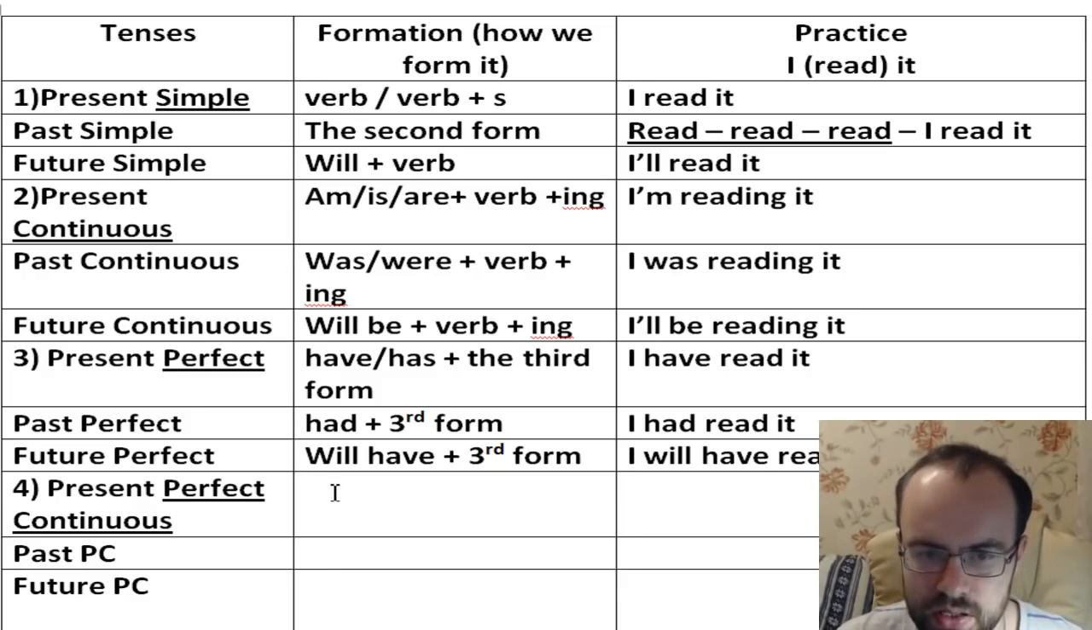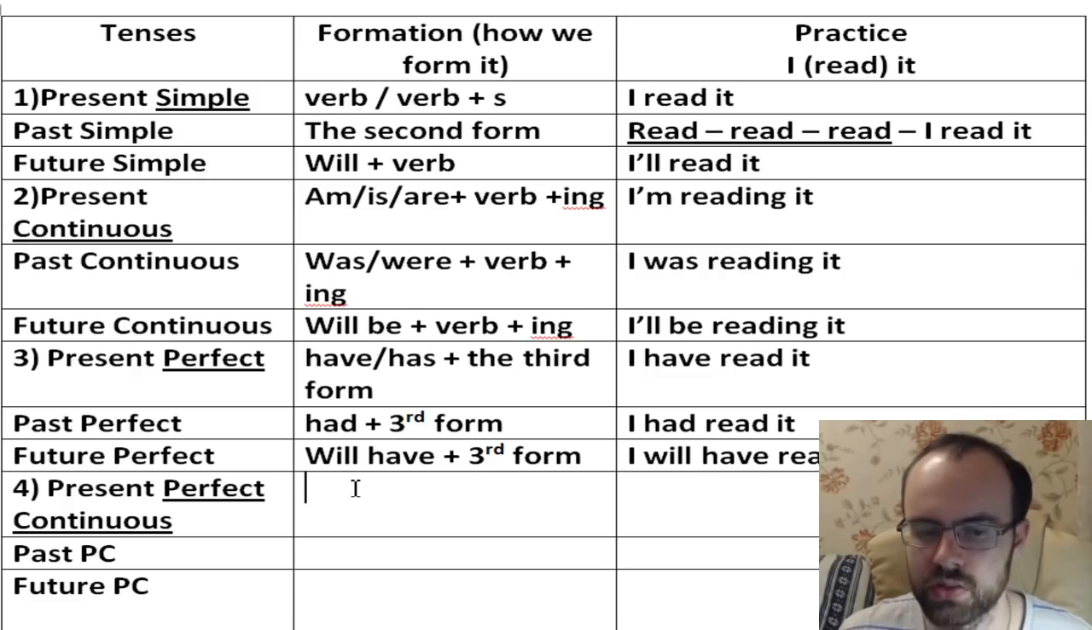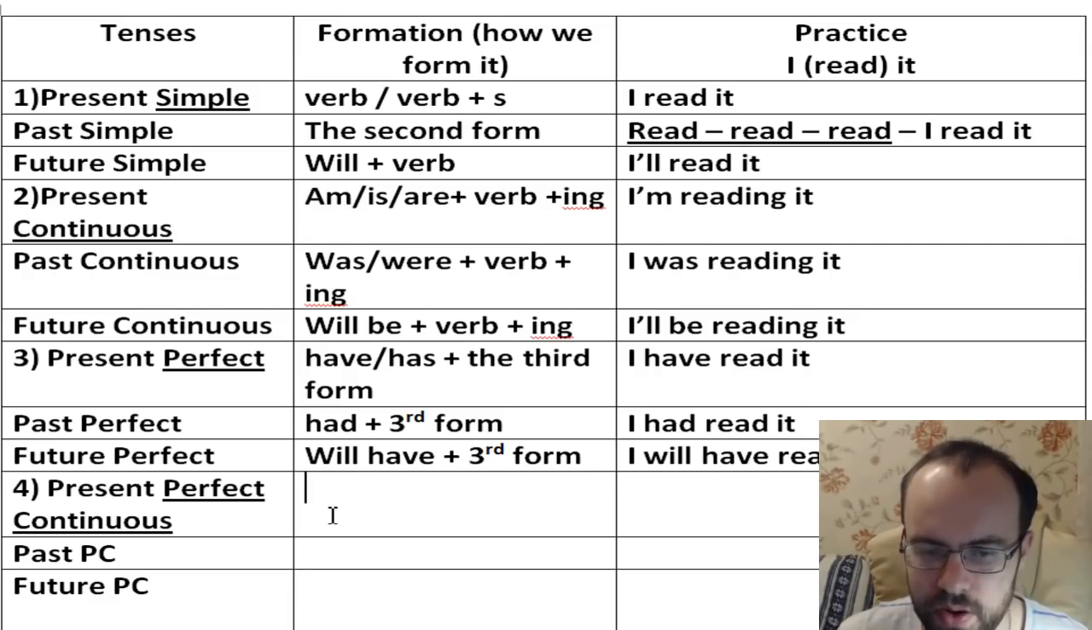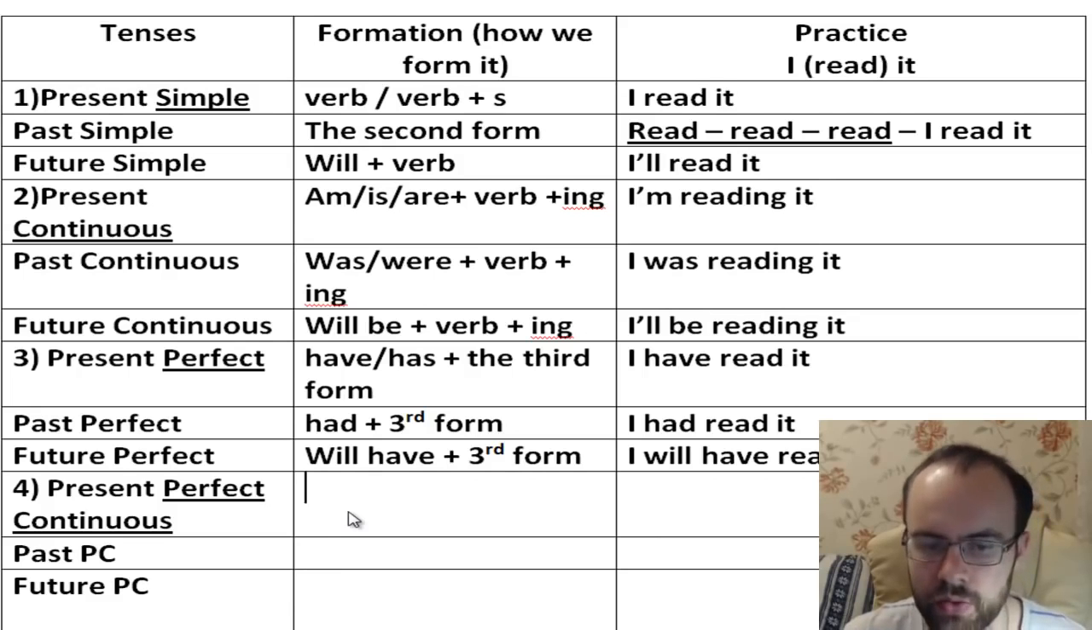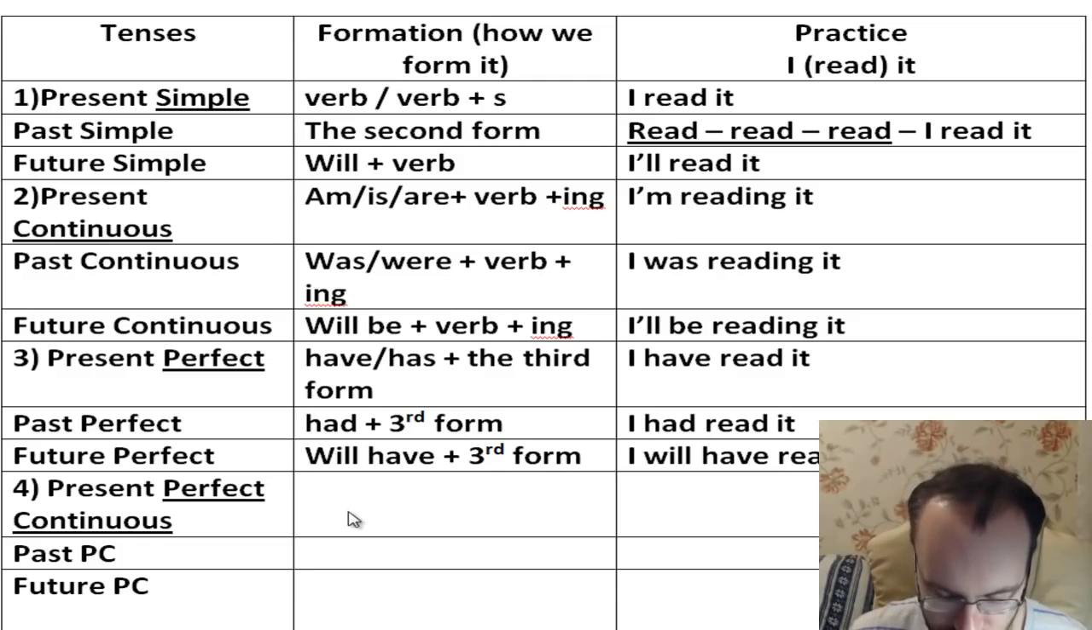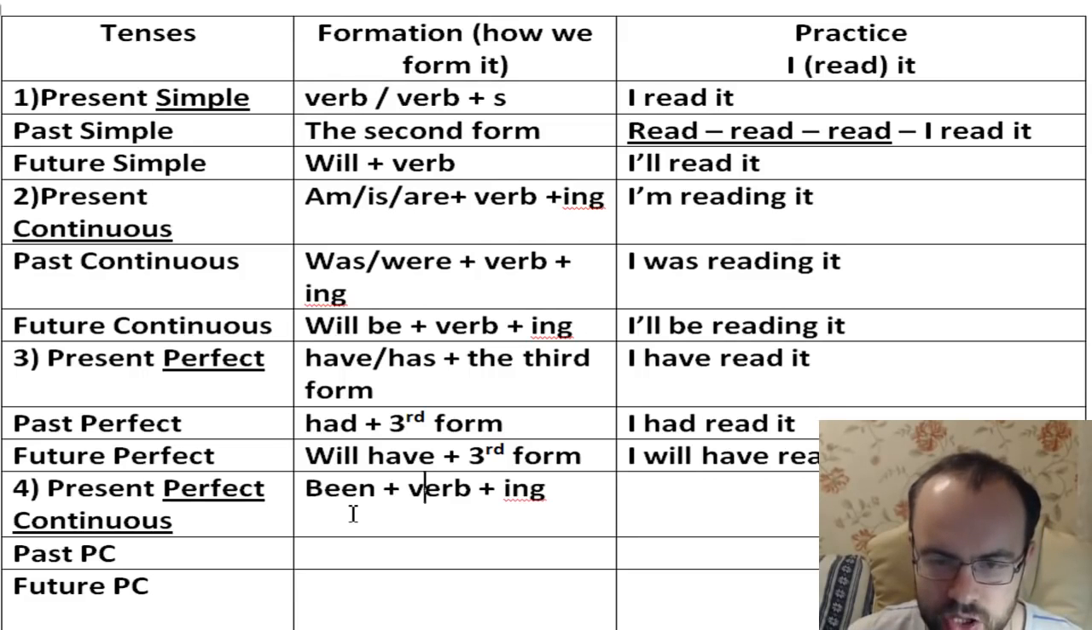Present perfect continuous. Actually, most people believe that these tenses are not so easy and we don't need them, but anyway I tend to think that we need to know how we form them. Occasionally we meet them, and we are still meeting them. So present perfect continuous is have or has, and you need to remember that in this group, perfect continuous, it's always been plus verb plus ing.